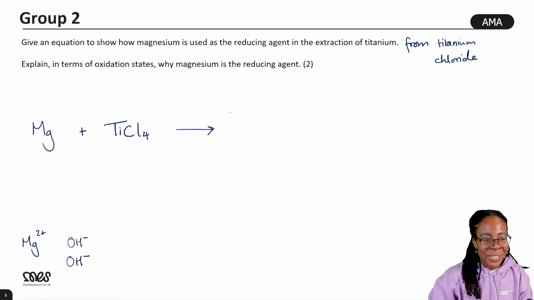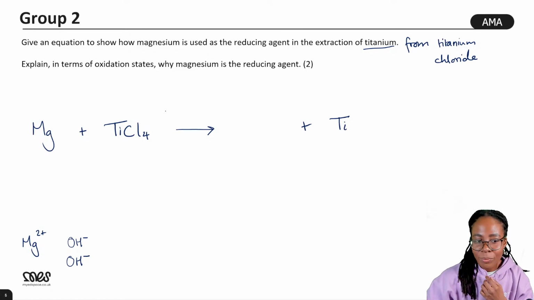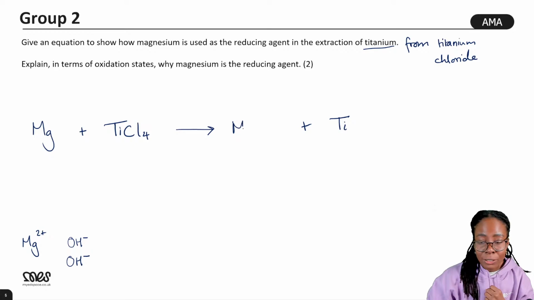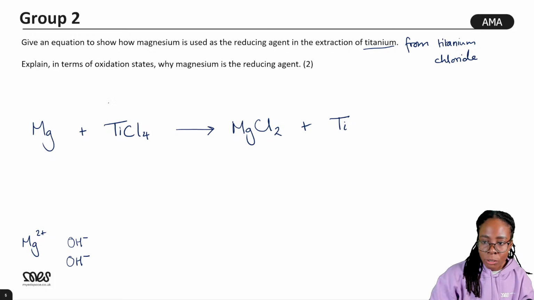What will our products be here? So magnesium with titanium chloride, we would produce something plus titanium, right? Because we are extracting titanium. Lovely. MgCl2. Again, for the same reason that magnesium hydroxide is Mg(OH)2, and then we just balance.